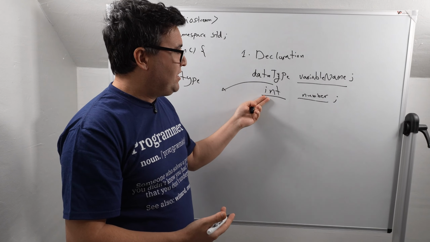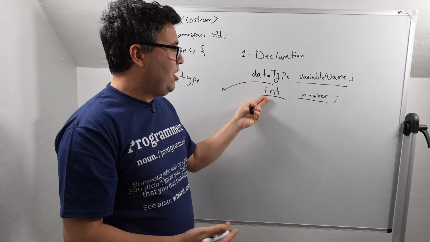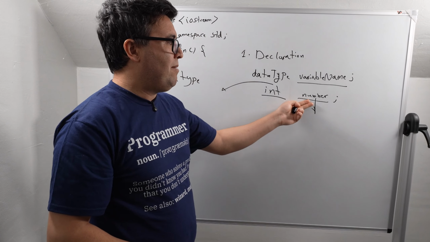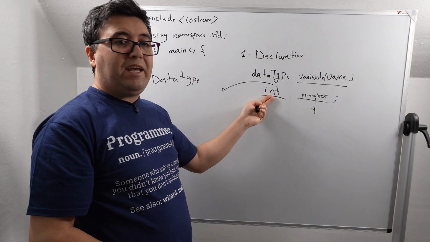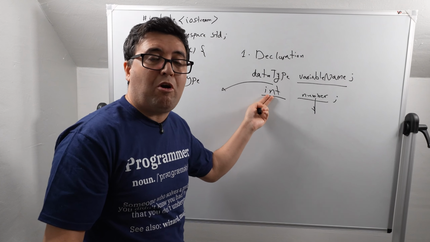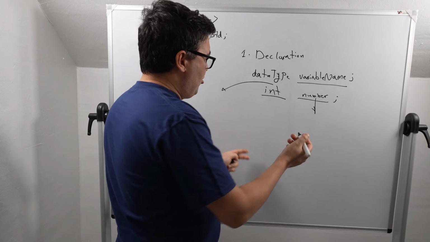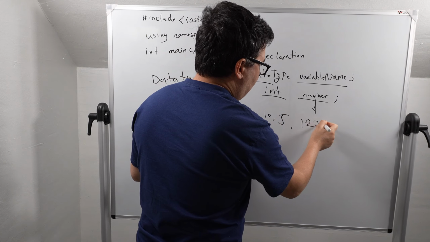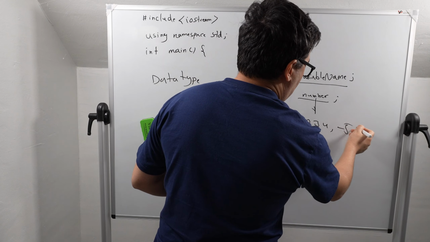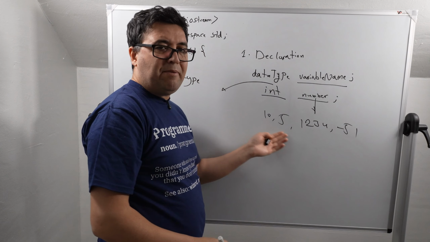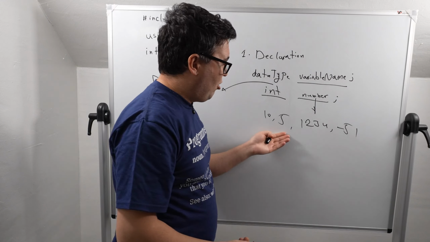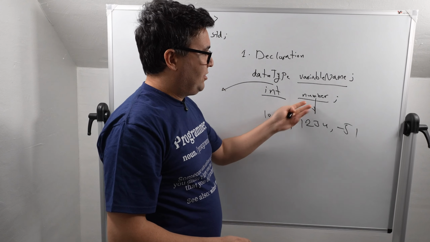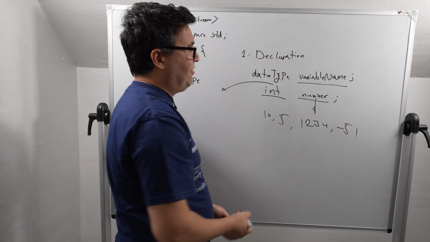The data type basically tells the computer or the CPU that this variable, whose name is number, can store only integer values, only whole numbers. Whole numbers can be 10, 5, 1, 2, 3, 4, or a negative value like minus 51. So any number without a decimal part. It's called a whole number or integer. So this is called variable declaration.